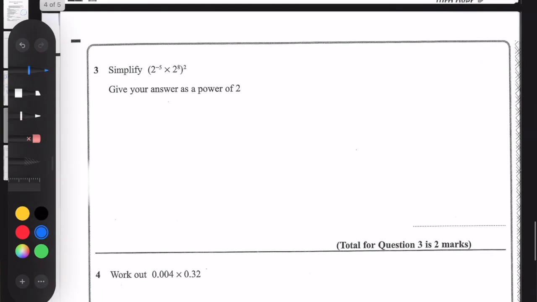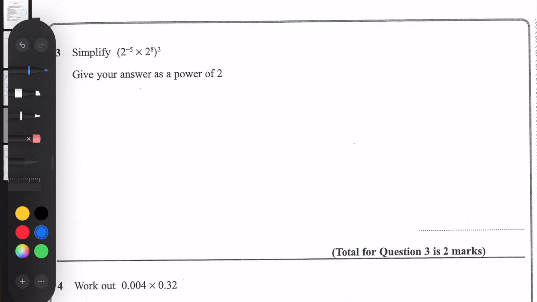Number 3. Simplify 2 to the power of minus 5 times 2 to the 8, all raised to the power of 2. Now there are a few rules for this. Law number 1 says that if you ever multiply powers, you just got to make sure that you add them together. Number 2 says if you divide powers, make sure you subtract them. And number 3, if you've got brackets like this, it just means you've got to make sure you times them together.